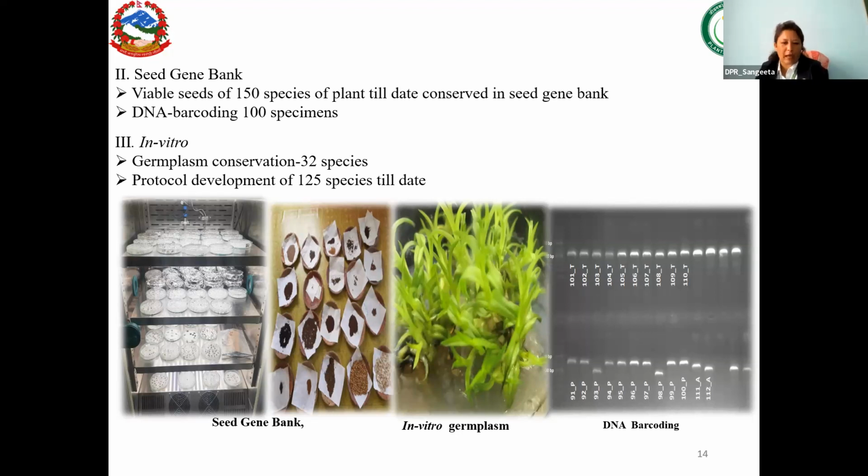So in vitro is the other way of conserving ex situ. In vitro condition means conserving the plant resources in laboratory condition. So we are conserving the germplasm of more than 32 species regularly, which are mostly orchid species and economically important species. And we have developed more than 125 protocols for more than 125 species of plants for in vitro germination and in vitro multiplication of the plants.